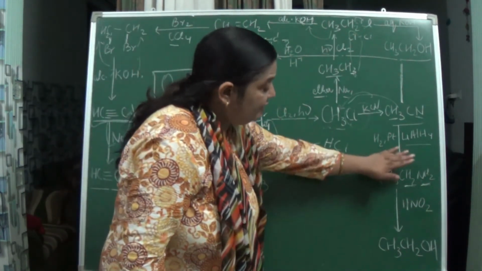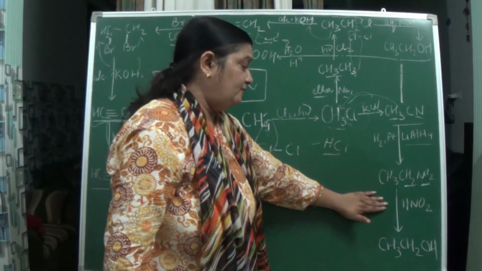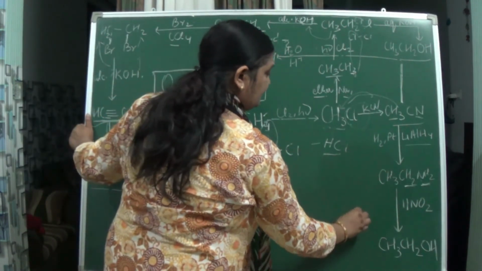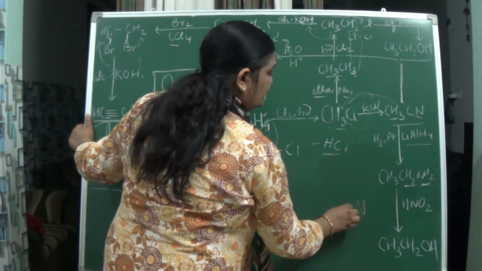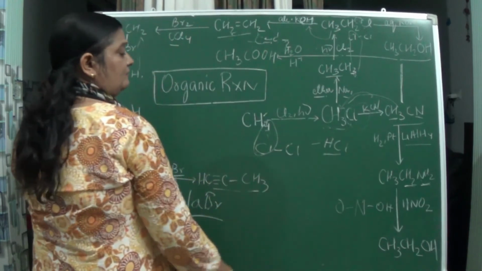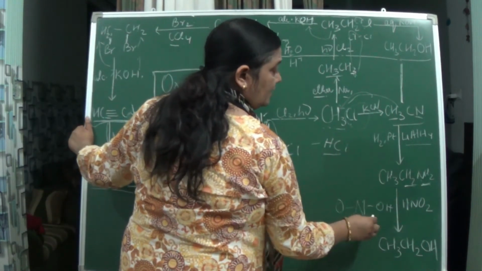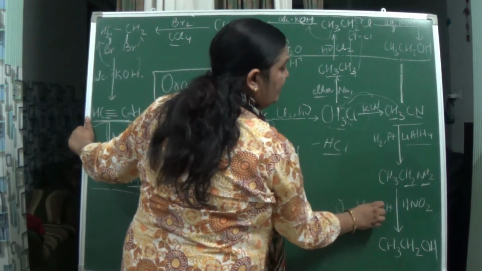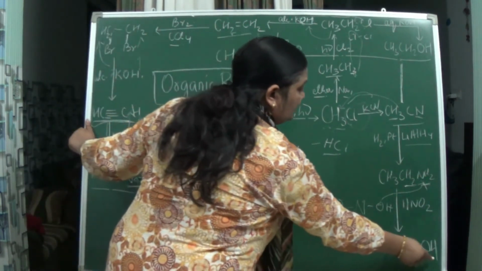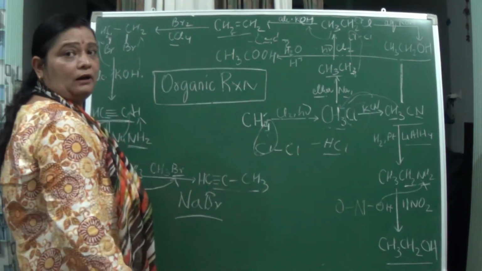Now if we are adding nitrous acid, actually what happens in nitrous acid, you will be seeing the bond formation is in this form. Naturally when we are adding this nitrous acid to it, this alcohol will be replacing this NH2, and it will be forming ethyl alcohol, okay.